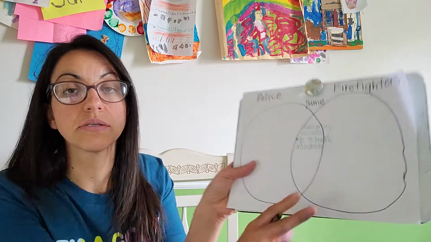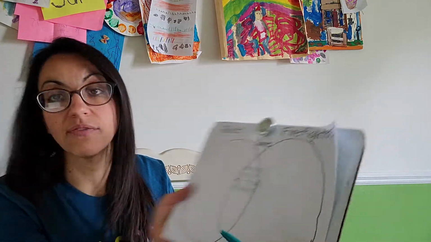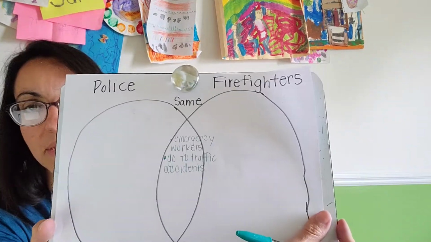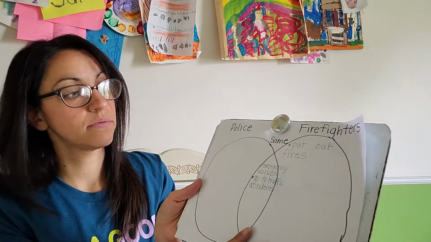Now, I know that firefighters put out fires, right? Firefighters, that's what they're supposed to do. They all put out fires. How about police officers? Do they put out fires? No, they don't put out fires. That's not really their job. They might go to help at a fire, but they don't put out fires, do they? Okay, put out fires. So I'm going to put that just on the firefighter side.